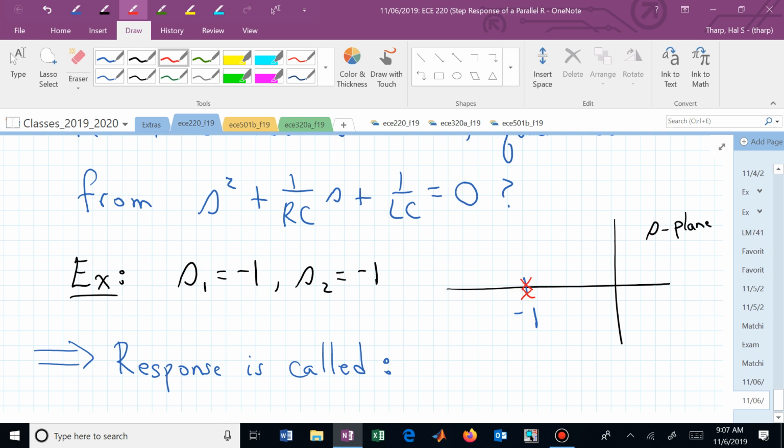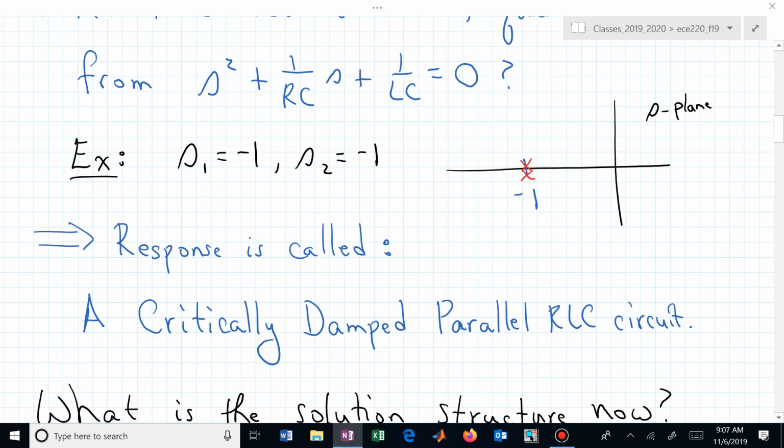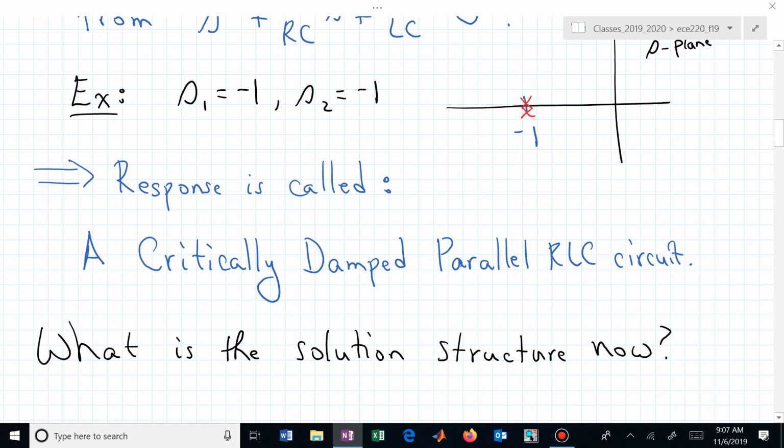If we have our poles there, then we call that critically damped, and it's for a parallel RLC circuit. We now need to figure out what structure we are going to use for the solution to that second order differential equation. What does i_L(t) look like structurally as a solution?